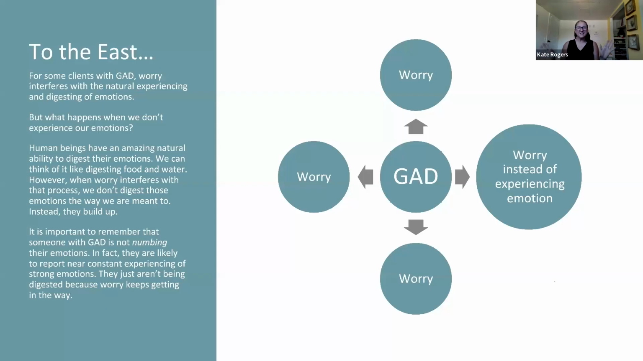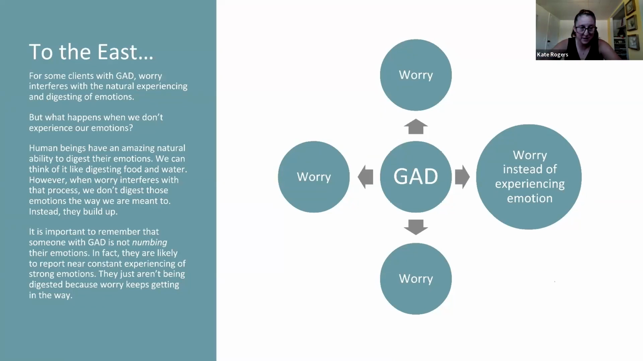So let's start to the east on our compass. To the east, we look at the function of worry that is worry instead of experiencing emotion. Y'all, this one was honestly one of the most interesting things as I really dove into the literature on GAD. Worry instead of experiencing emotion.